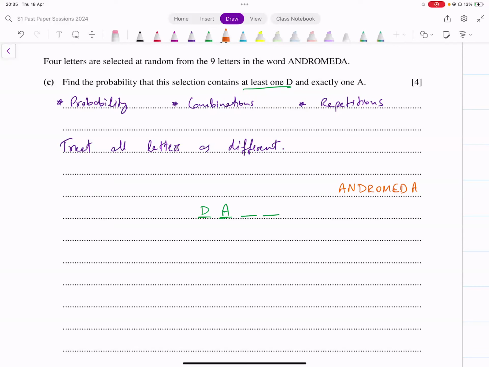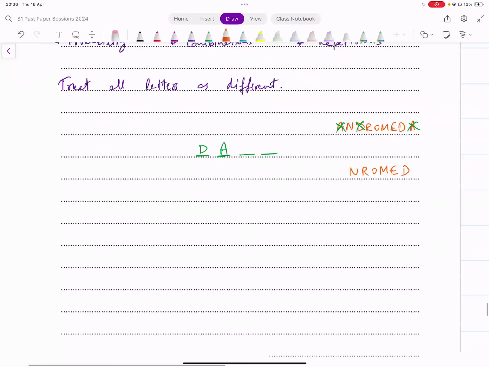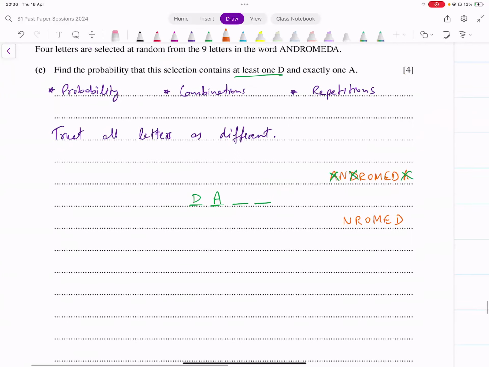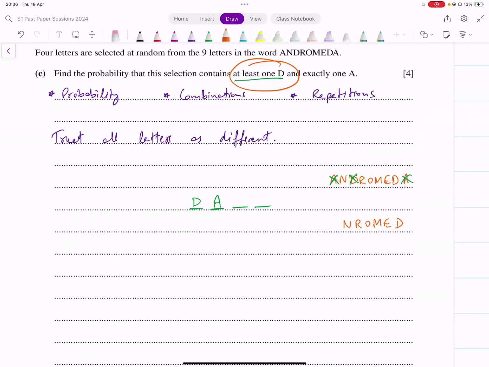Now it says exactly one A. That means one A selected. So you can't use another A now. This is basically eliminated. One D is already selected as well. How many letters are we left with? We're left with N, R, O, M, E, D. All of these are different letters. If they had asked you for the number of possible selections that contain at least one D and exactly one A, you would do something like this.